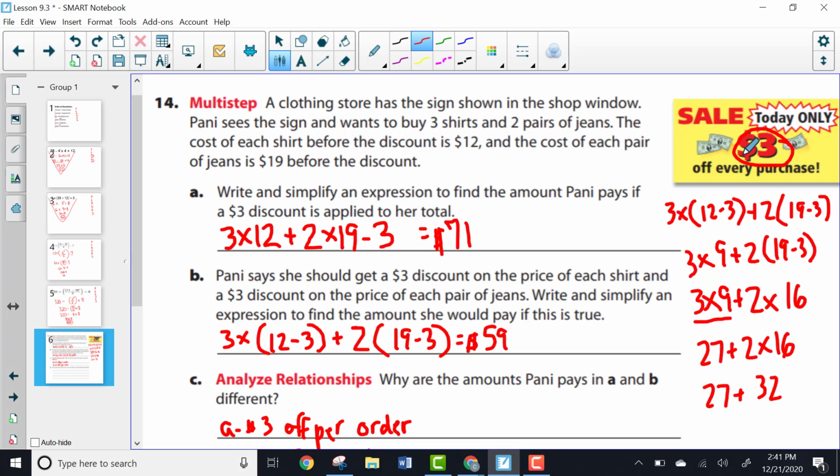So this concludes the video on order of operations. Just remember, the most important part of order of operations is the order of operations. If you have any questions about this concept, please come and see me.